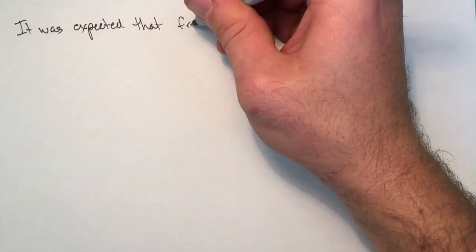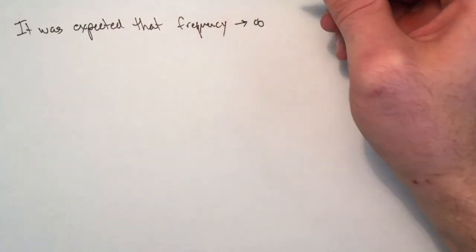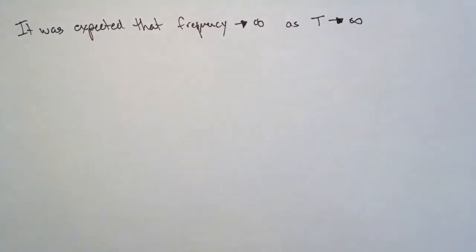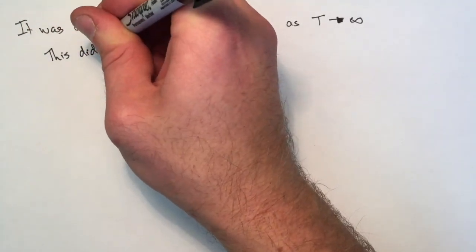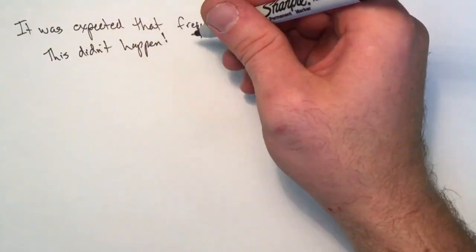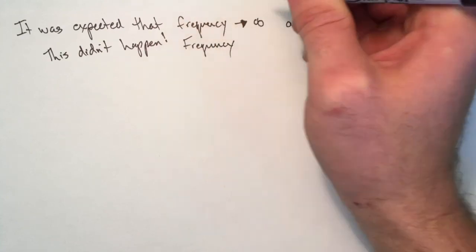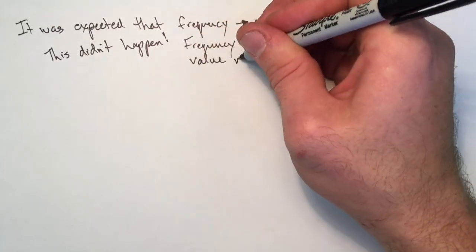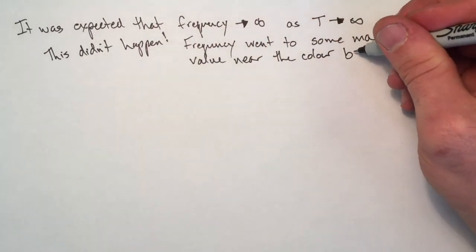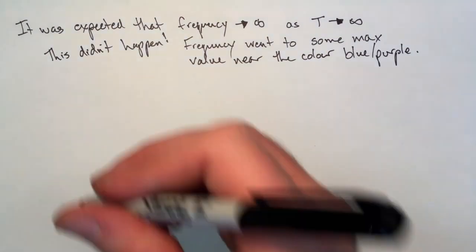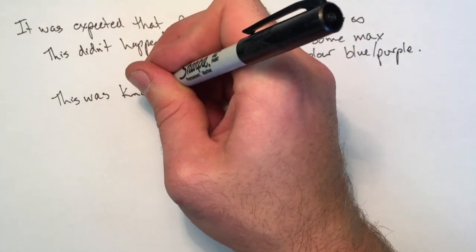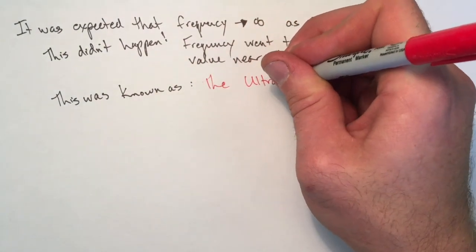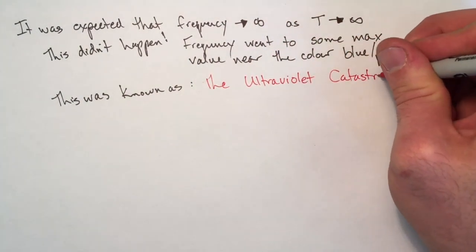So it was expected that as temperature goes to infinity, so should the frequency. As something warmed up more and more, its frequency should keep increasing forever. But this didn't happen. Frequency only seemed to go to some maximum value for our metal, somewhere near the color blue-purple. It would never increase anymore into the ultraviolet or X-ray spectrum. This was something unexpected by scientists in the day. It was called the ultraviolet catastrophe.